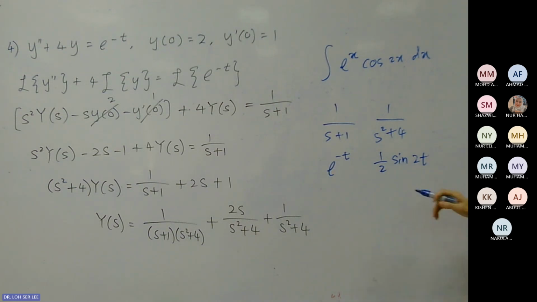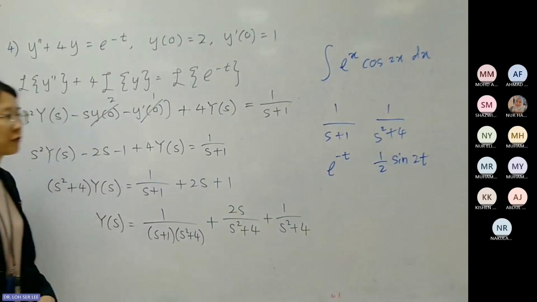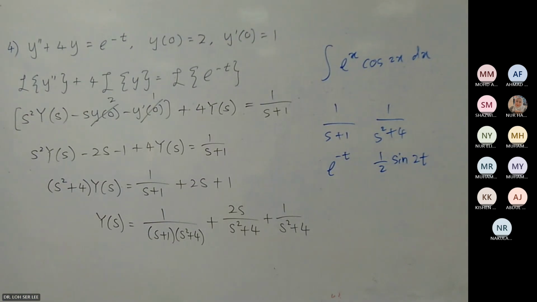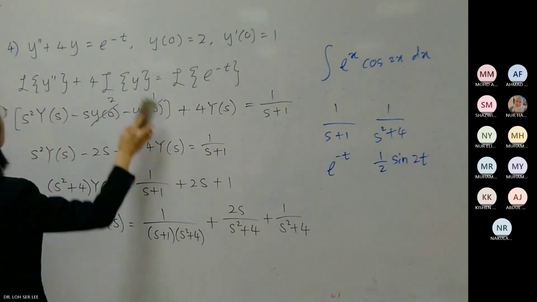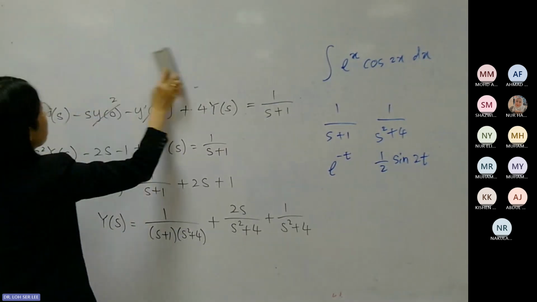Because convolution theorem involves the integration of case 3, exponential with cos or exponential with sine. But still you will get the same answer. In terms of the working, I think partial fraction will be easier. So we use partial fraction.